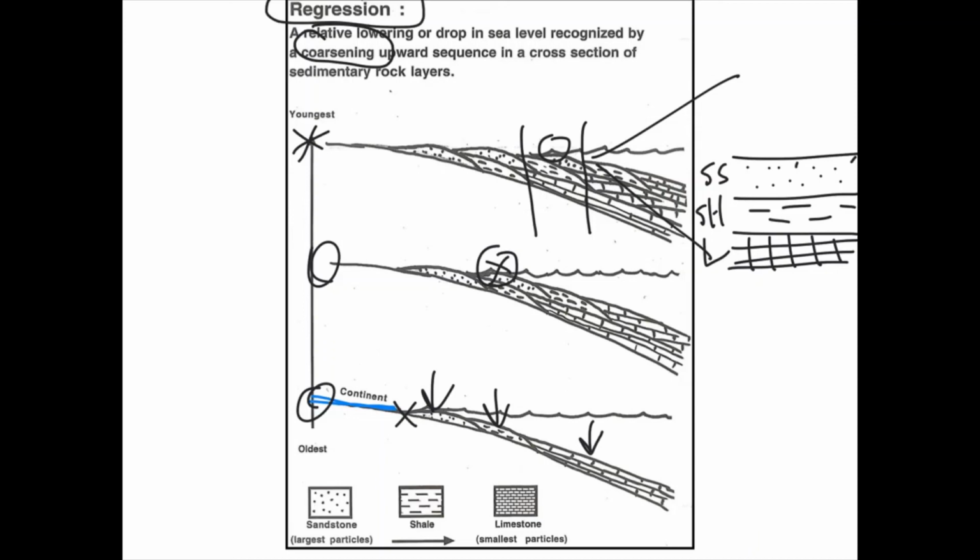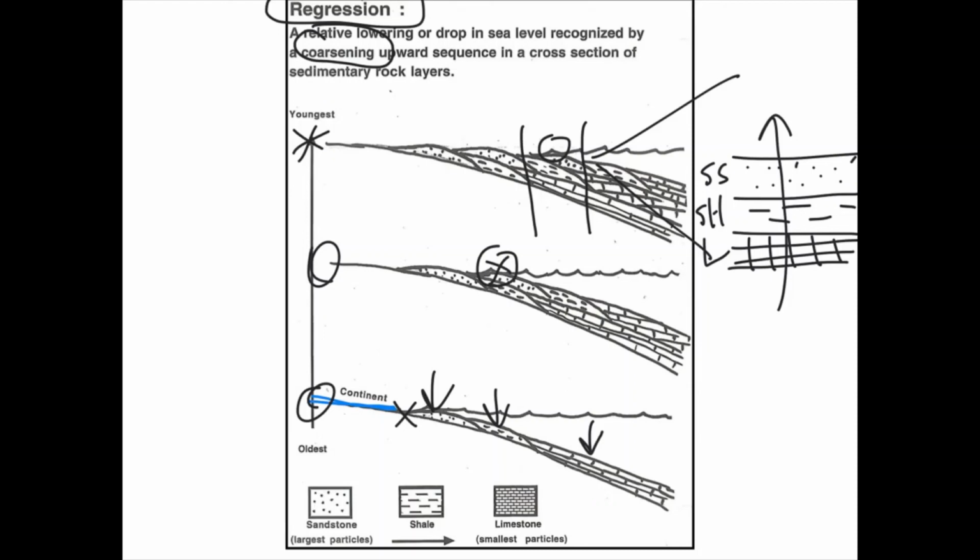What that means is, if you're looking at a cross-section and you see smallest grain size on bottom, above it medium grain size, above it large grain size, you're getting, as you go up in the rock record, a coarsening upward sequence. What that means is that the sea level was falling during that deposition event.